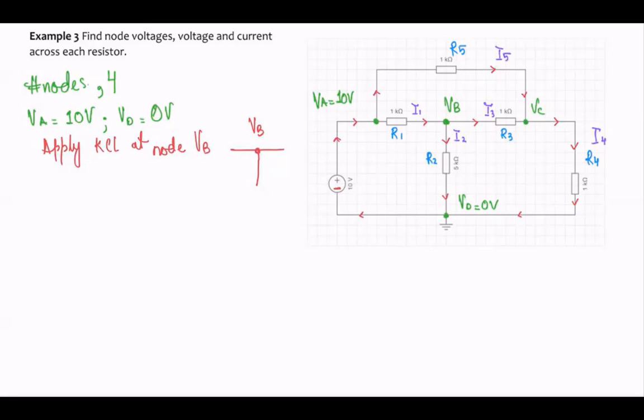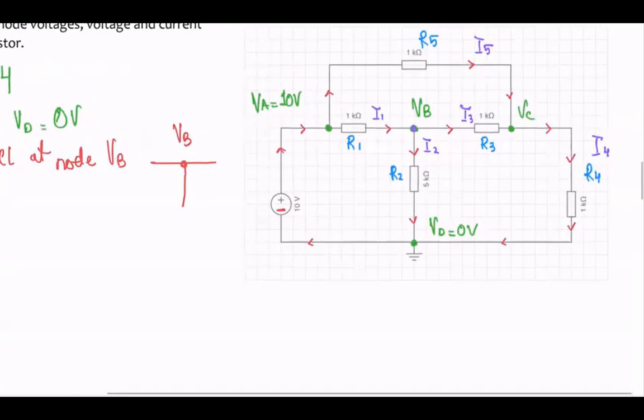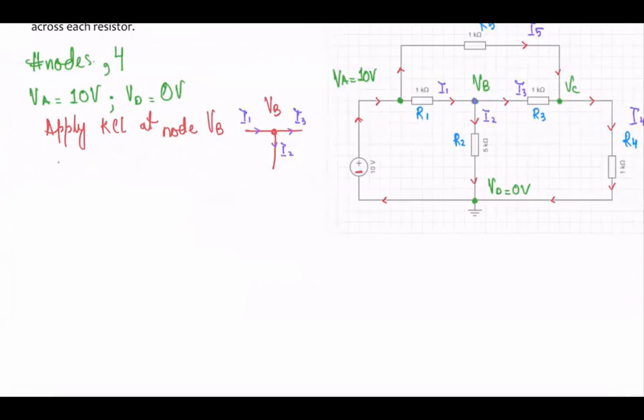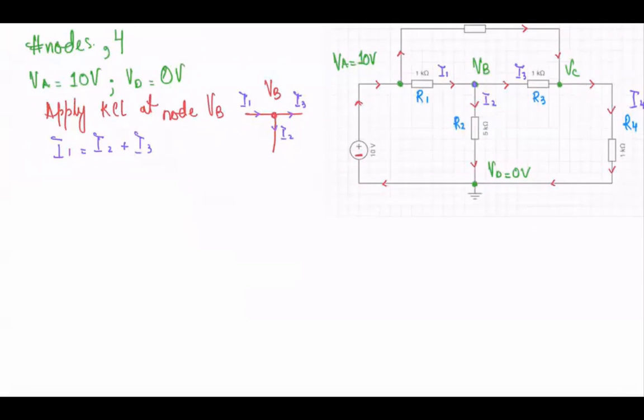All right, so at VB, which is right here, the current coming in is I1, and leaving is I2 and I3, okay? If I put it in equation format, I basically get I1 equals I2 plus I3. Let's apply Ohm's law. I1 will be the potential difference between these two, and because we know the direction of the current is this, VA has a higher potential than VB. So it's going to be VA minus VB over R1.